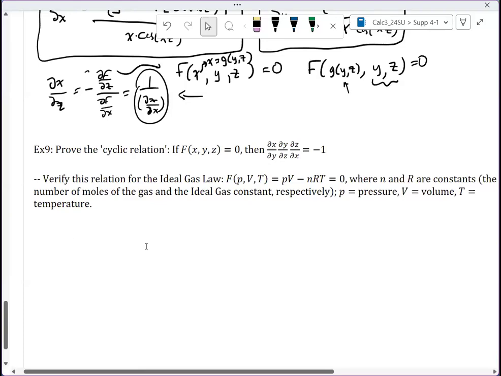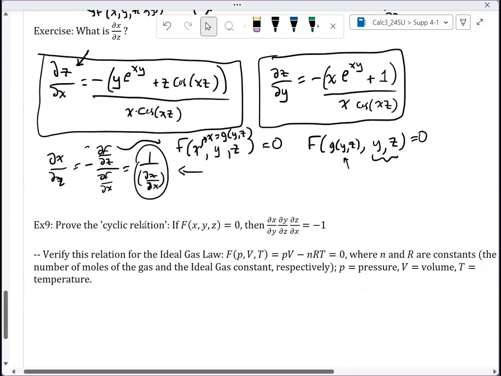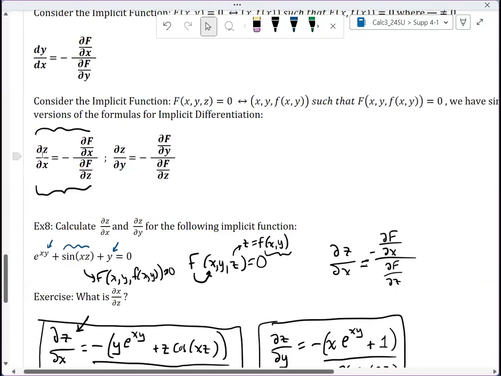Okay, and then example 9, let me copy down the formula here.